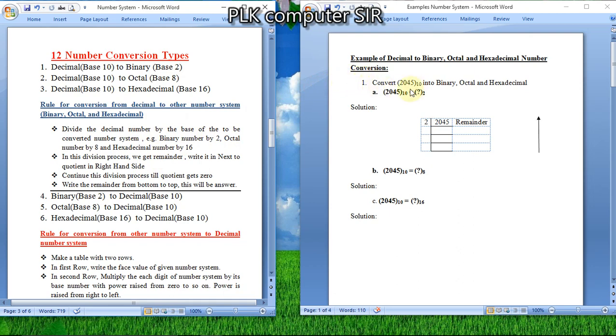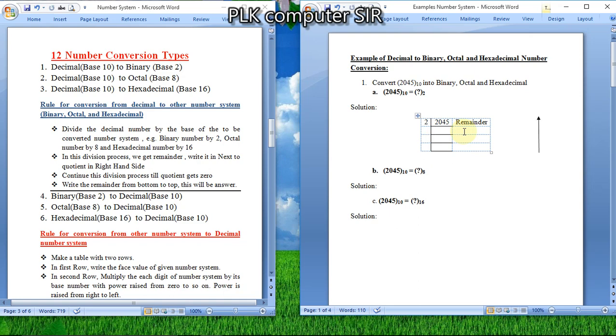So one question: 2045 in the decimal number system. We have to convert it into binary, octal and hexadecimal. The number can be anything; for example, I am taking 2045. At first I am going to convert it into the binary number system. It means we have to divide it by 2. My dear students, you can use a calculator.